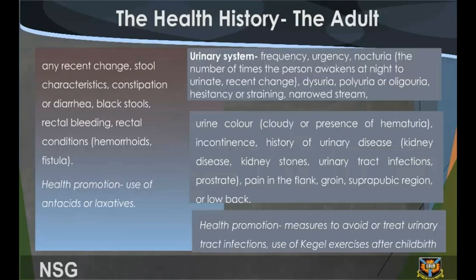Urinary system: frequency, urgency, nocturia (the number of times the person awakens at night to urinate), recent change, dysuria, polyuria or oliguria, persistency or straining, narrowed stream, urine color, cloudy or presence of hematuria, incontinence, history of urinary disease, kidney disease, kidney stones, urinary tract infections, prostate, pain in the flank, groin, suprapubic region or low back.